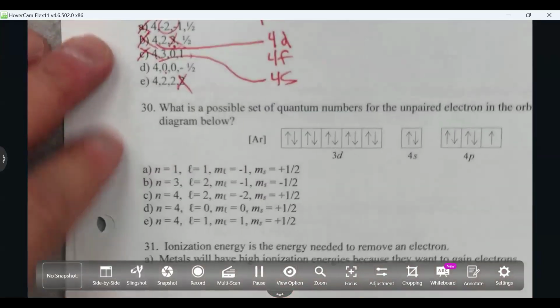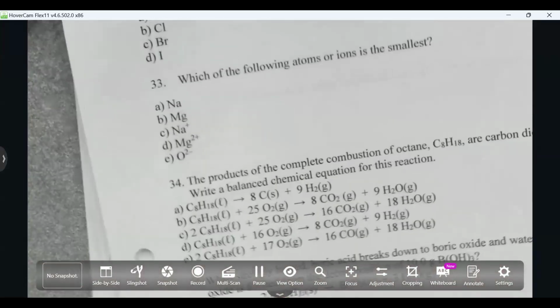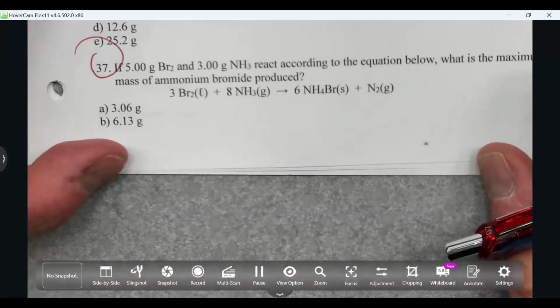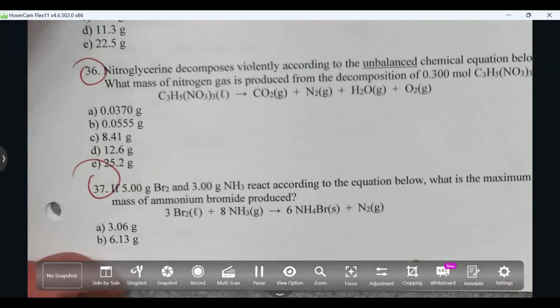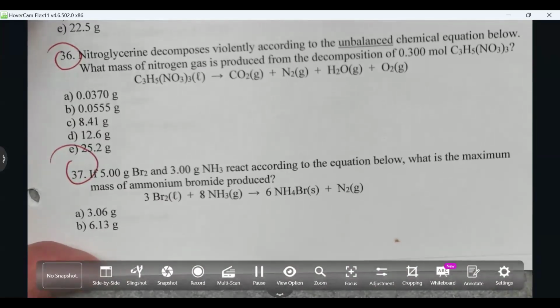Okay, now 36. I thought you guys would have worked on these 2 weeks ago. This was assigned 2 weeks ago. I'm not going to spend much time on this. There should have been questions on this like 2 weeks ago.